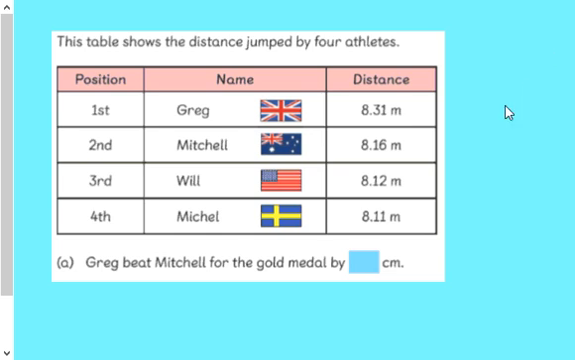Okay, so here I'm looking at Greg. Now, Greg has jumped 8.31 meters. That would be, I know, 831 centimeters. And I know that Mitchell's jumped 8.16 meters, which would be 816. So if I took one from the other, I would know that Greg has jumped 15 centimeters further than Mitchell.